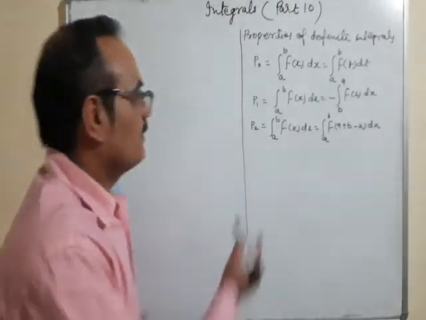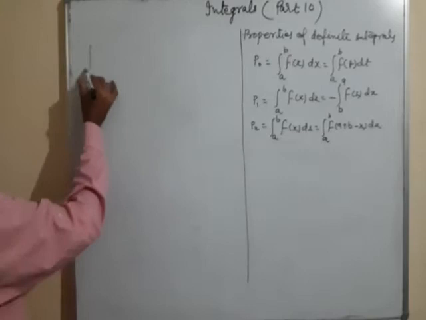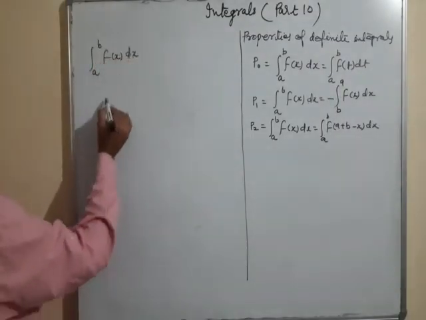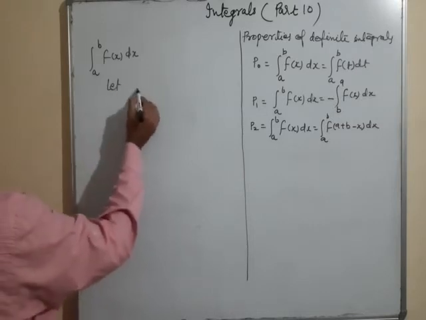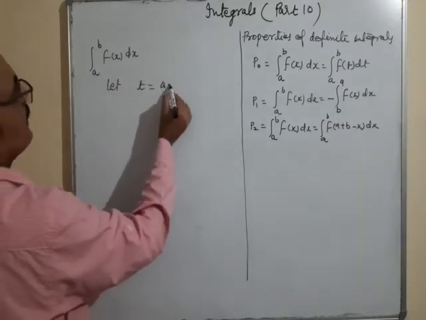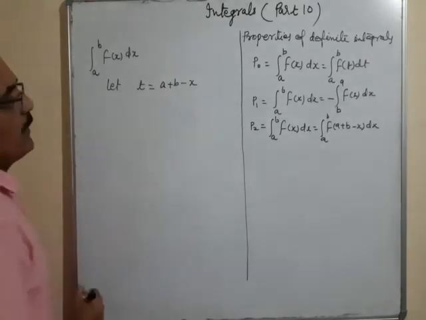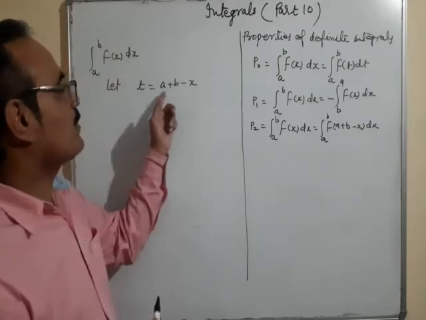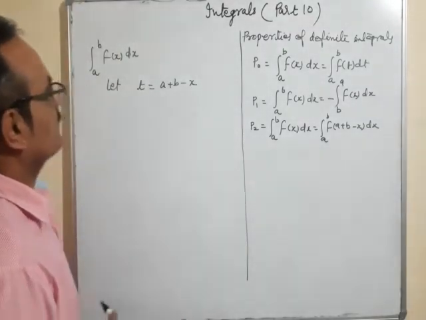Okay. So let us see this. A to b f of x dx. Okay. Let t is equal to, suppose I am taking here a plus b minus x. Okay, this I have considered. It's a variable, t is a variable, because the limits are in the form of a, b, therefore a plus b minus x.